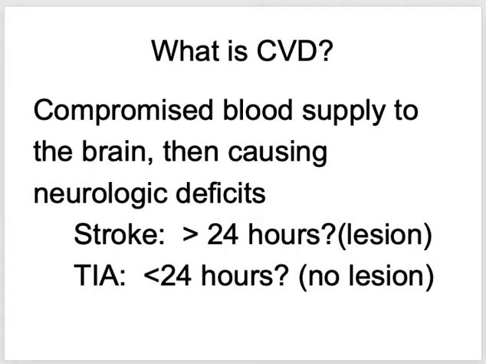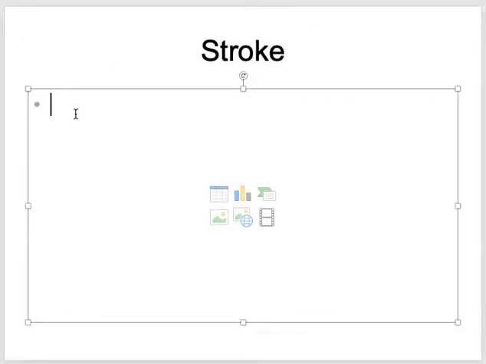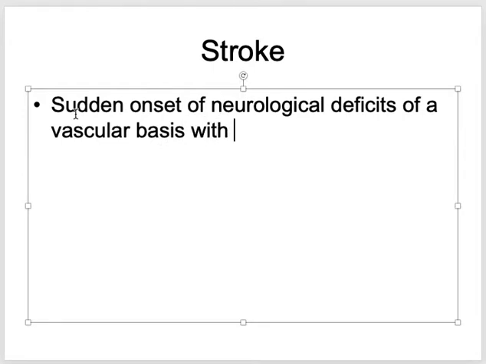Okay, I will start with the definitions, the definition for the stroke. Like I told you, a very simple definition already, right? So you can say sudden onset of a neurological deficit of a vascular basis with infarction of CNS, central nervous system tissue, right? So what is infarction now? Infarction is a permanent tissue injury, which is confirmed by neuroimaging, right?